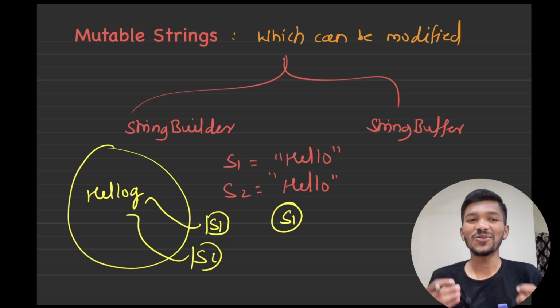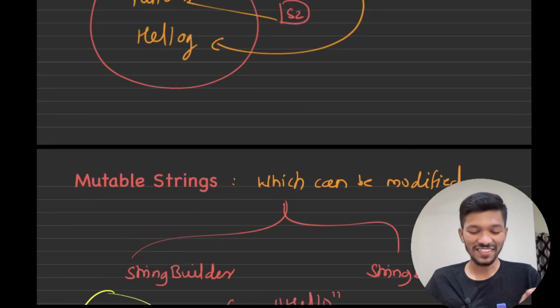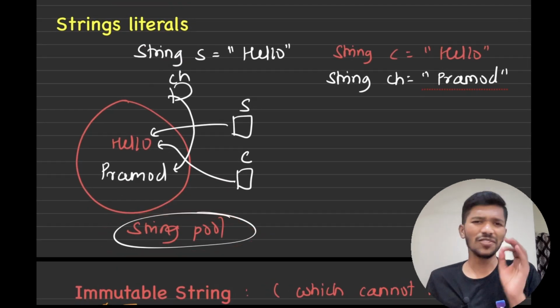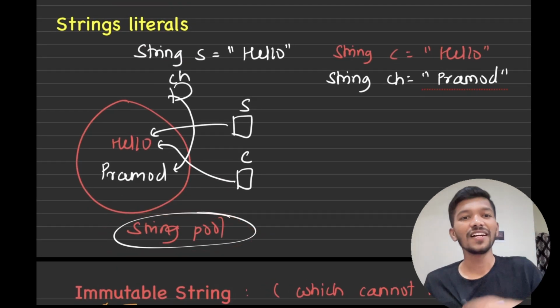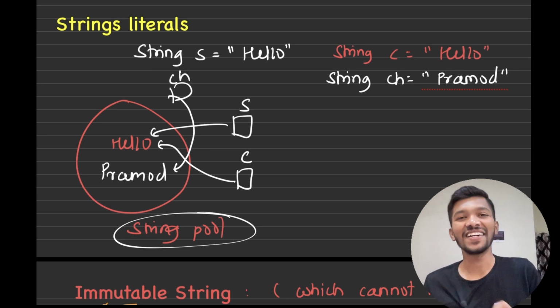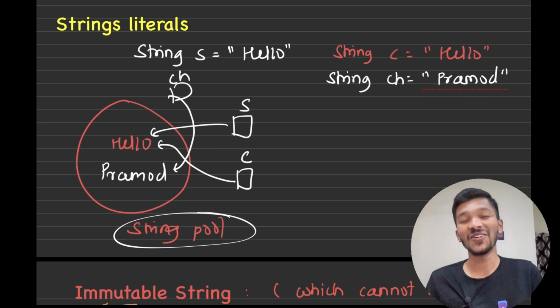So I hope you understood what mutable and immutable strings are, and how strings in Java get stored inside the string constant pool. This is one of the most important topics, because it is one of the most asked questions in interviews. I hope you got a clear idea about how strings in Java work, how they are stored, and how operations are performed.